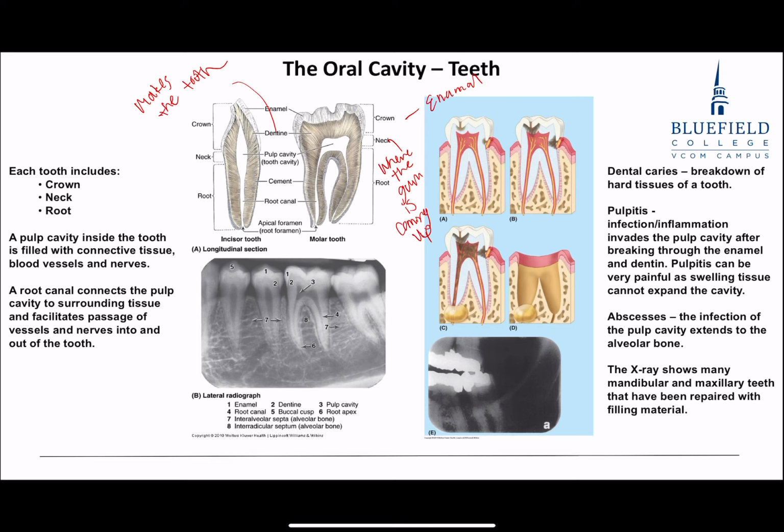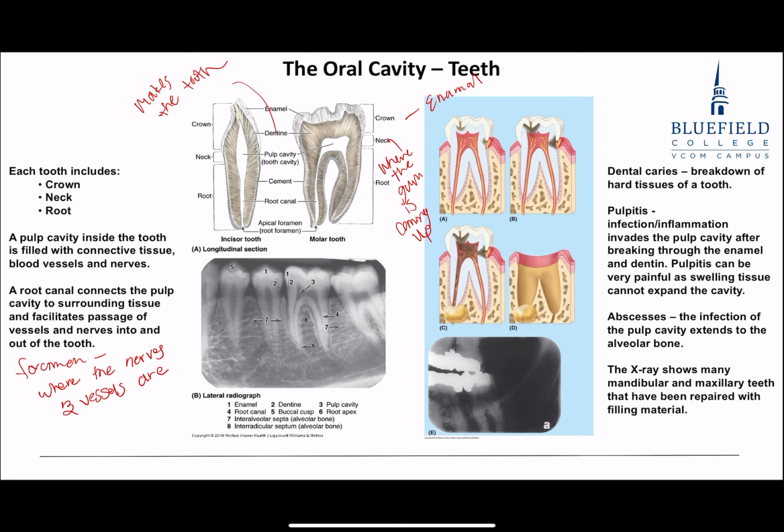And of course when they do that procedure called a root canal, it's just grinding through the enamel and then dentin into the pulp cavity and then destroying the nerve and vessels. They're basically killing the inside of the tooth. And this is an X-ray which just shows the pulp cavity, the root canal, the foramen would be down here at the base.